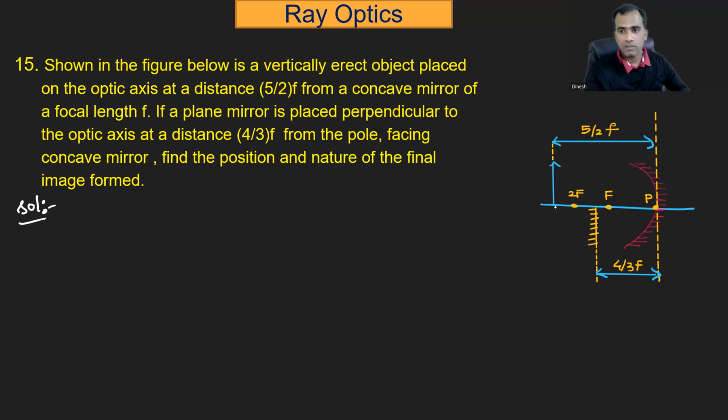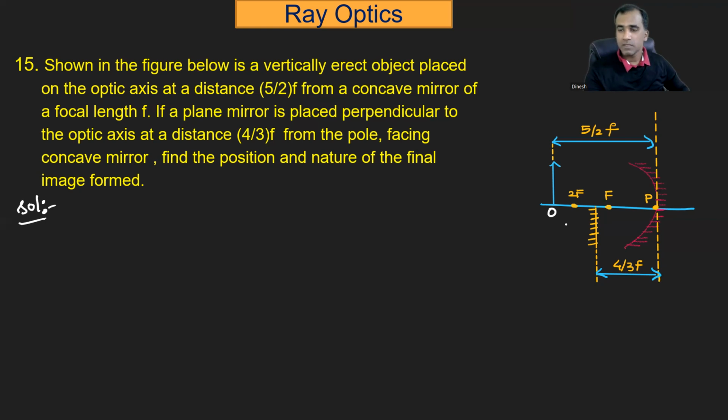They have given the object location, and the focal length is given as f. A plane mirror is placed perpendicular to the optical axis at a distance of 4 by 3f from the pole, facing the concave mirror. Find the position and nature of the final image formed. So this is a two-mirror case. We know how to deal with only one mirror, either plane, concave or convex, but here there are two mirrors.